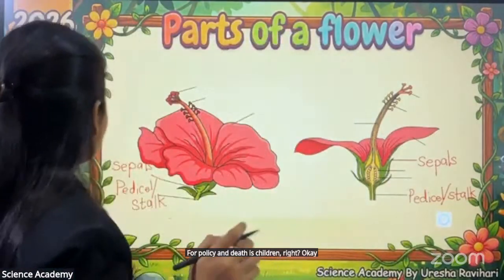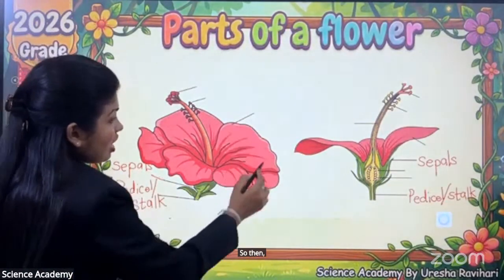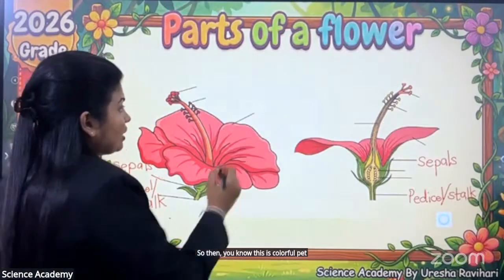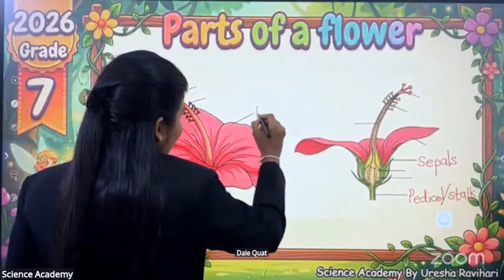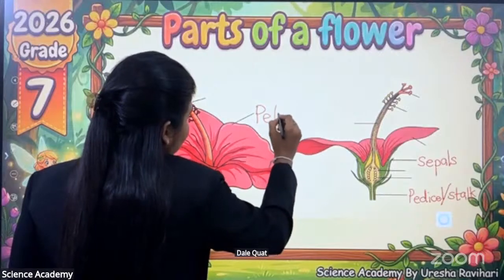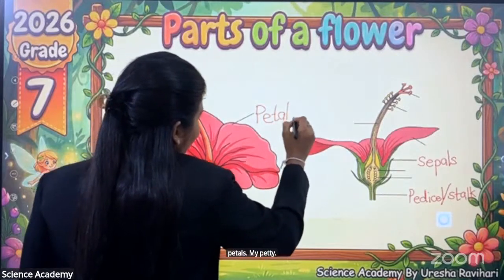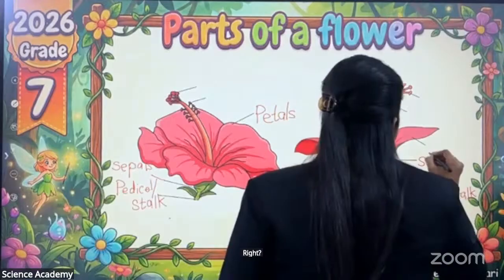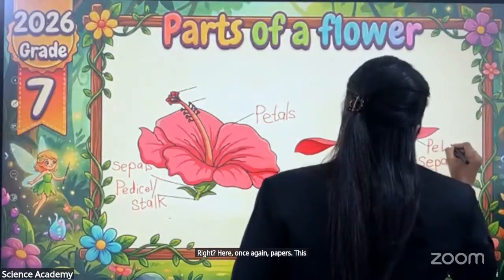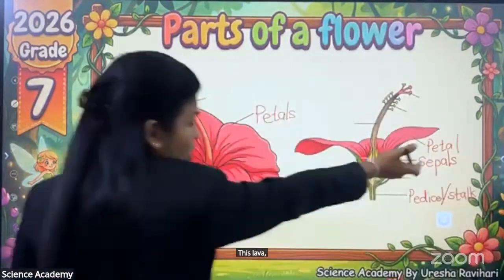Okay. So then you know these are the colorful petals. Petals. Here once again petals. This is the cross section of the flower. This side is the cross section.